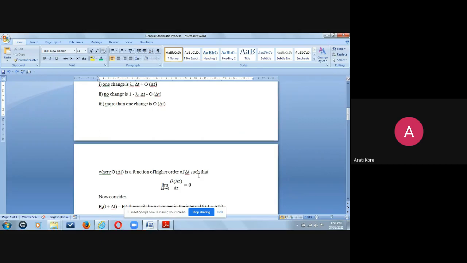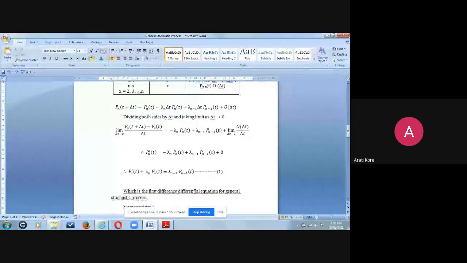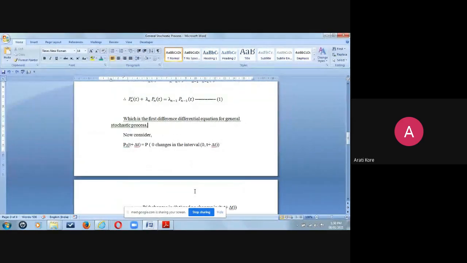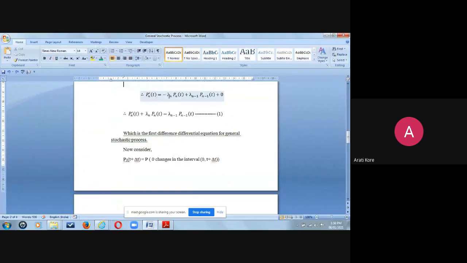How is the function o(Δt)? It is like this. So I have listed separately the terms of o(Δt). Hope you are getting it. Okay. So P_n'(t) plus λ_n P_n(t) is equal to λ_{n-1} P_{n-1}(t). Call it equation number 1, which is the first differential equation for the general stochastic process. You know what differential equations are. Is it okay?